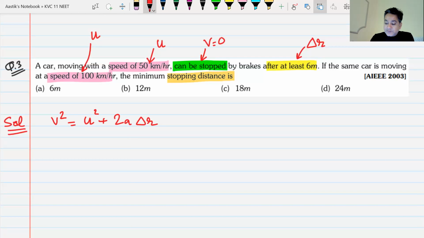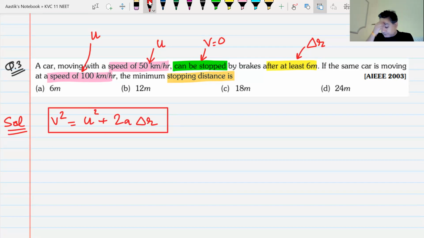How will I do it from here onwards? I will first put the value of u as 50. I will have to convert it into meter per second. Then I will put the value of displacement and get the value of acceleration. Then I will make the equation again, use the value of u as 100. I know the final velocity is 0. Now u is 100, and the acceleration I have calculated from the previous step. I can find out the displacement. This is one way of doing it.